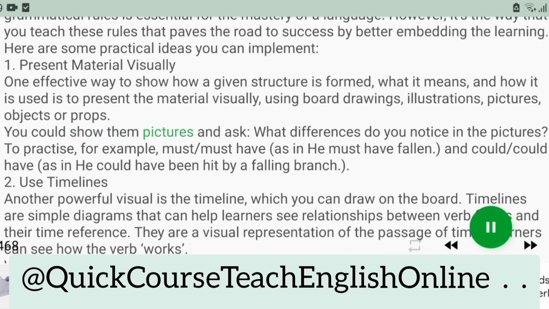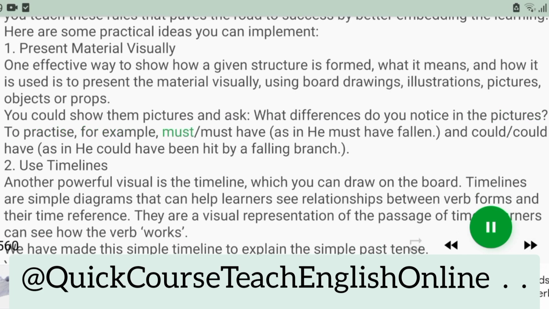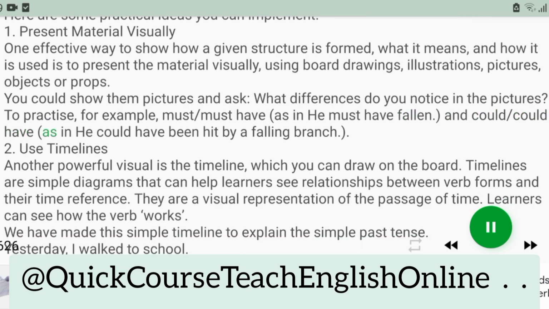You could show them pictures and ask, what differences do you notice in the pictures? To practice, for example, must have, as in he must have fallen. And could have, as in he could have been hit by a falling branch.